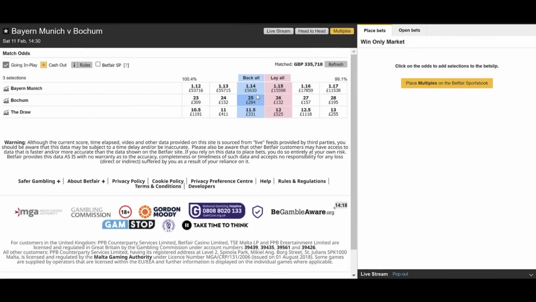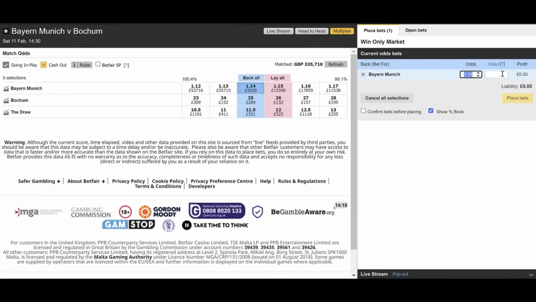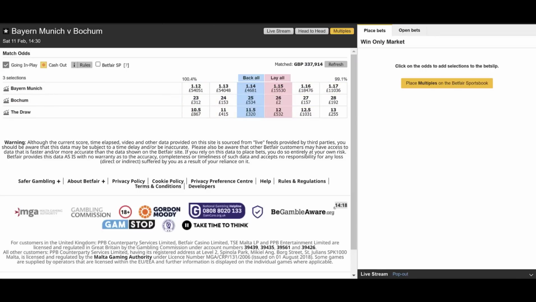We've got Bayern Munich here against Bochum from the Bundesliga. Now, £100 to back Bayern Munich is going to make you £14, 14% return on your stake. They are around an 88% probability to win this match.